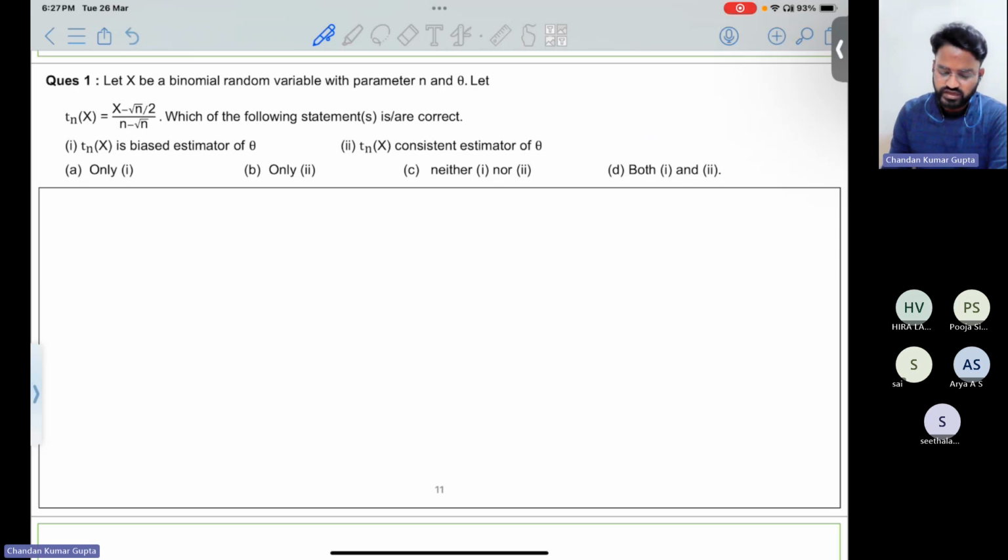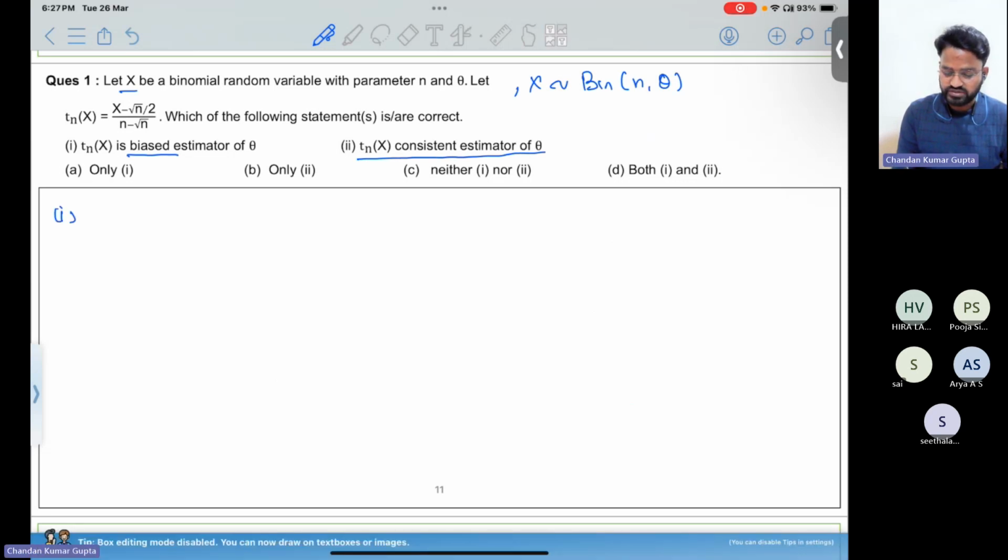Here it is given X is a binomial random variable with parameters n and theta. Like X follows binomial n, theta. And Tn is a statistic which is (X minus root n by 2) divided by (n minus root n). Which of the following statements is or are correct? The first one is Tn is a biased estimator of theta, and the second is Tn is a consistent estimator of theta.